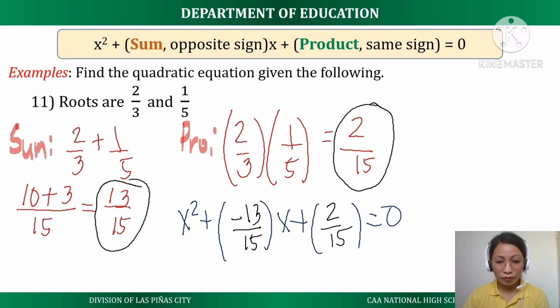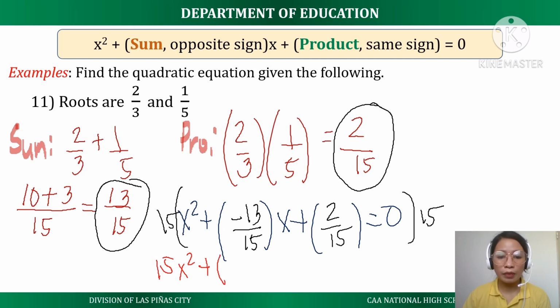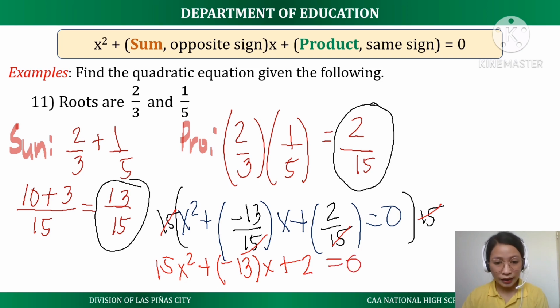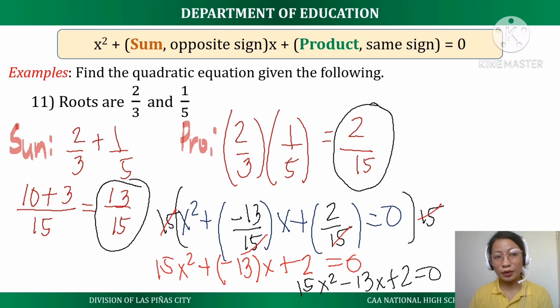Then, ang LCM niyan ay, ang denominator niya ay 15. So, multiply natin yung buong equation by 15. Then, simplify natin, 15 times x squared, 15x squared, plus, so ito, makakancel lang to. So, we have negative 13x plus, same lang, makakancel din, so times 2 equals to 0. So, write lang natin yung pinakasagot. We have 15x squared minus 13x plus 2 is equal to 0.